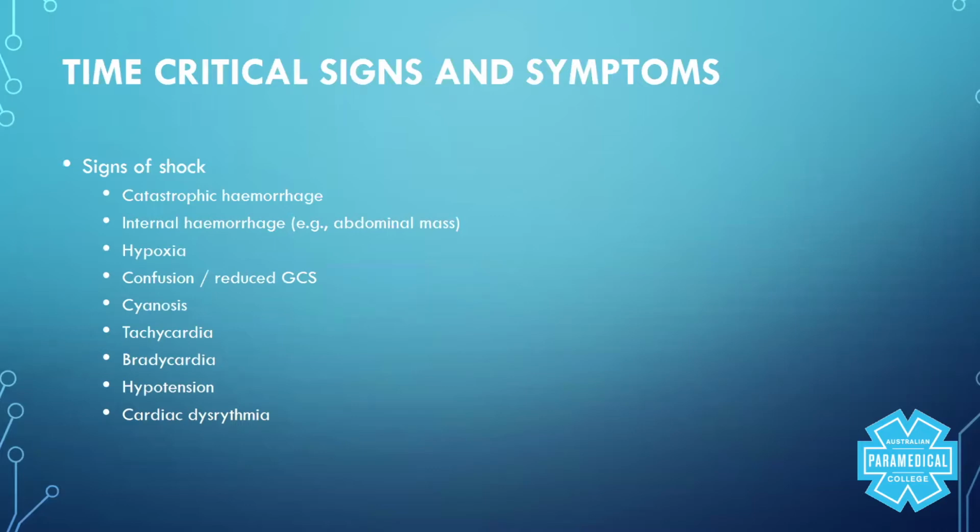Hypotension, again, a sign of decompensated shock or distributive shock, whereby fluids have moved from one space to another. And a really good example of this is with anaphylaxis, where you get a shift of fluid, a movement of fluid from the intracellular space to your extracellular space. And cardiac dysrhythmia as well. Just remembering that your heart and your electrical conduction system in the heart is extremely sensitive to oxygen and low levels of oxygen.